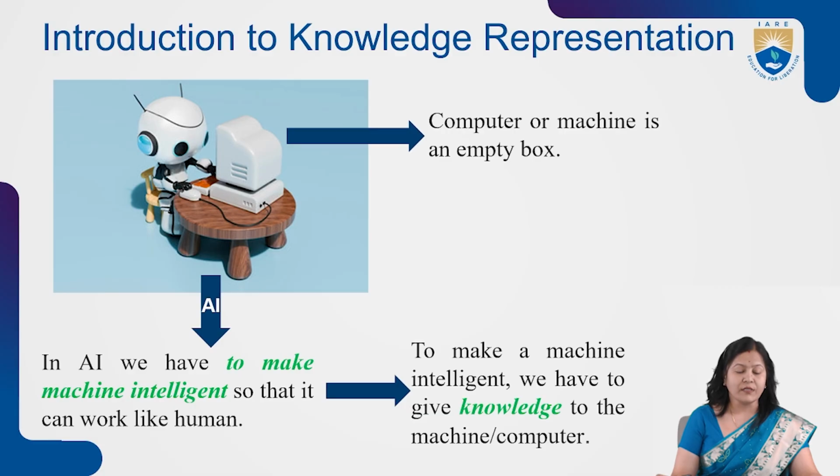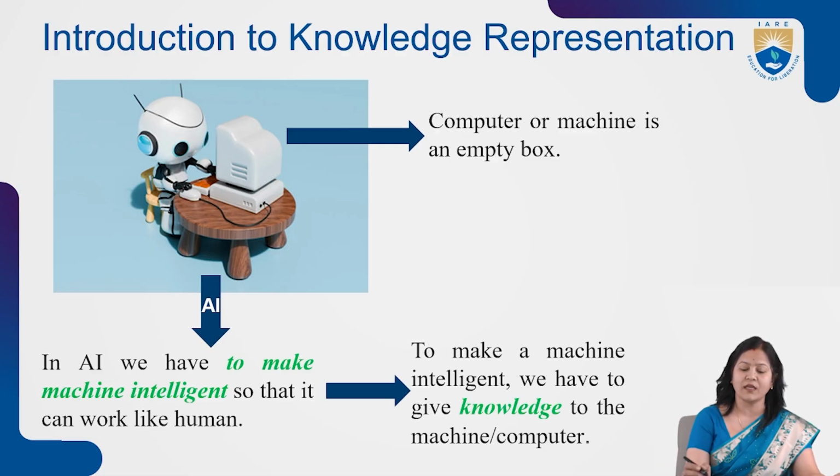On the screen, I hope it is visible. One is a system, another one is the robot. If nothing is there inside the system, we can say it is an empty box. But as per artificial intelligence concept, we have to make the machine intelligent so that it can work like a human being. What is artificial intelligence? The incorporation of the knowledge of human beings inside the system or machine so that the machine can behave like a human being.